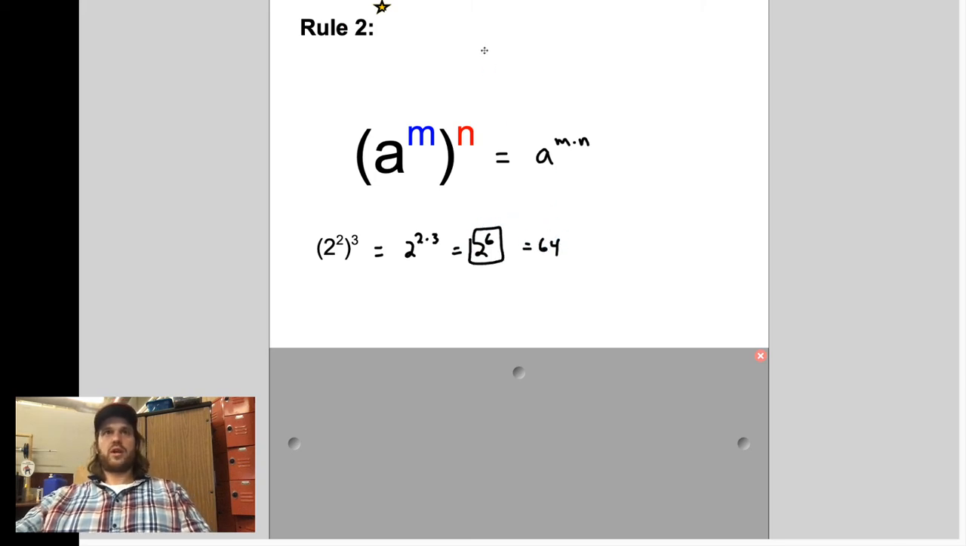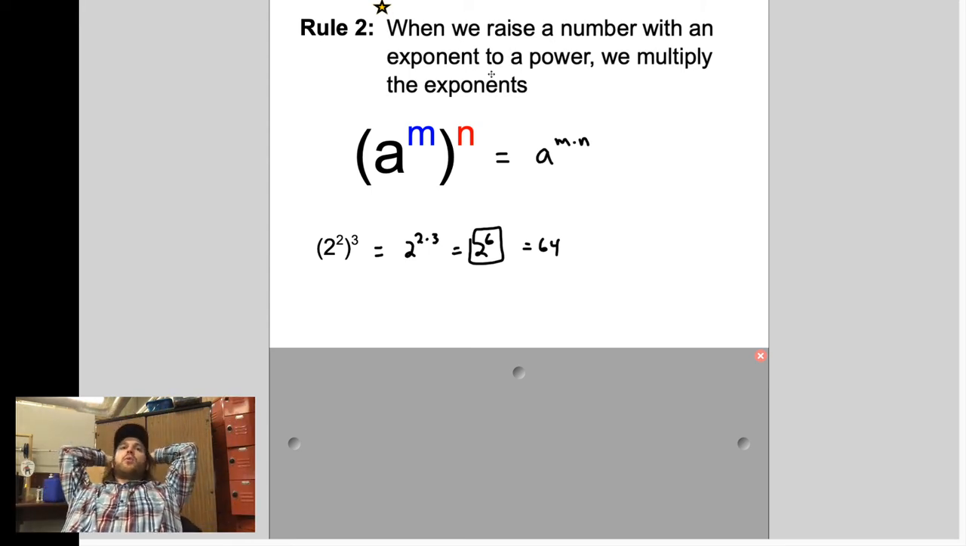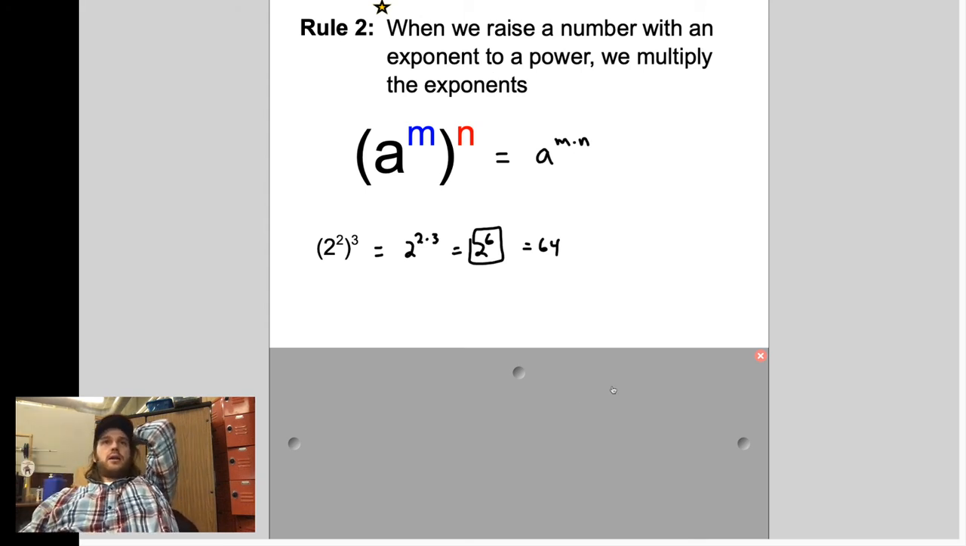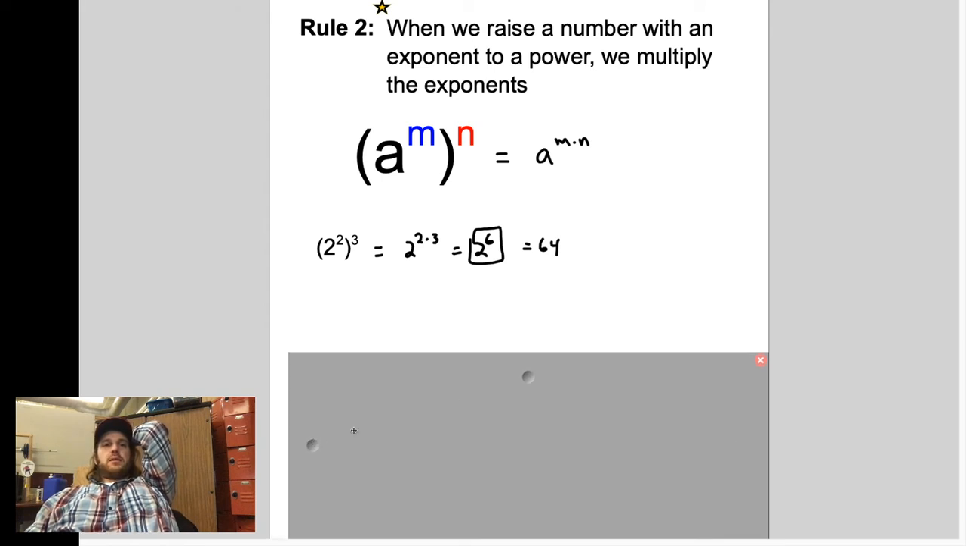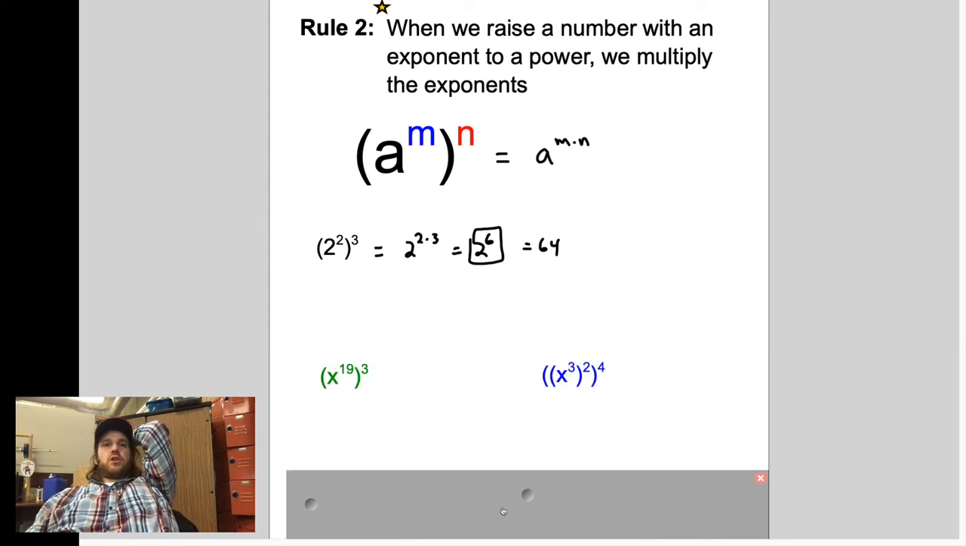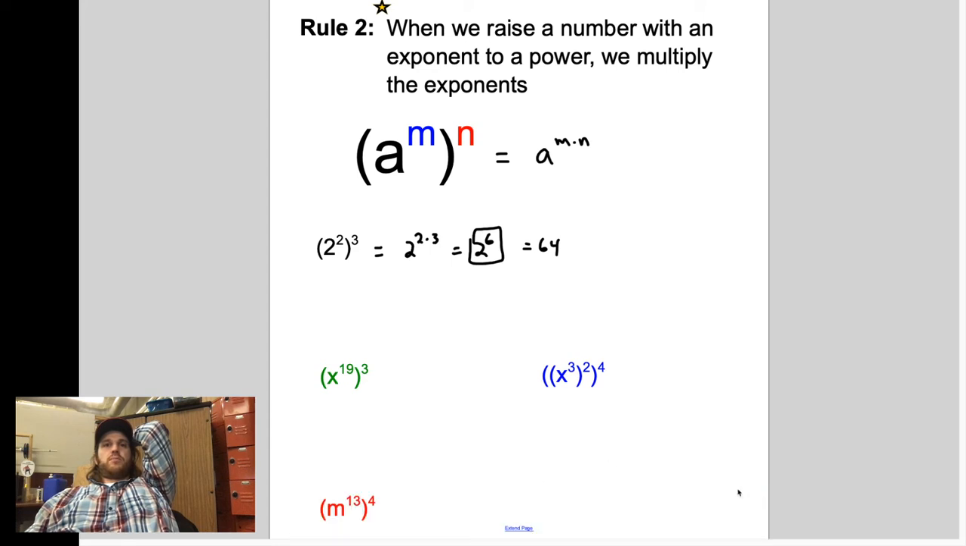So what is this rule written out? When we raise a number with an exponent to a power, we multiply the exponents. All right. Not too shabby. All right, let's do this thing. We're going to do these. Let's just do them all. We're going to jump into this.